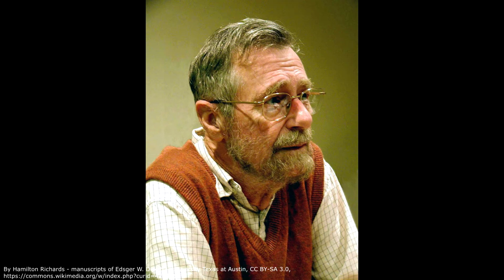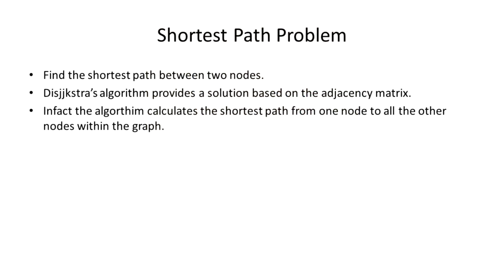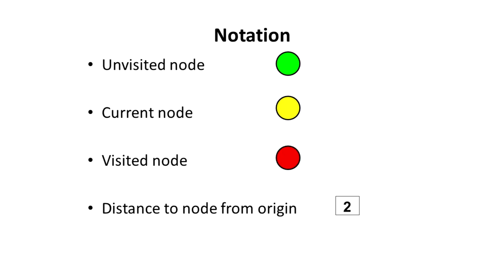Dutch computer scientist Edgar Dijkstra. The original algorithm was published in the 1950s, but over the years it's been improved in efficiency, but still remains heavily used today to work out the shortest path between two vertices, as well as the shortest path to visit all of the vertices within a graph. So let's take a look at how it works.